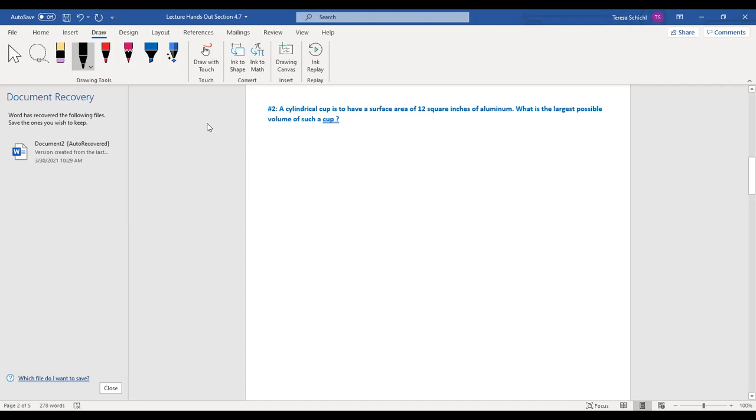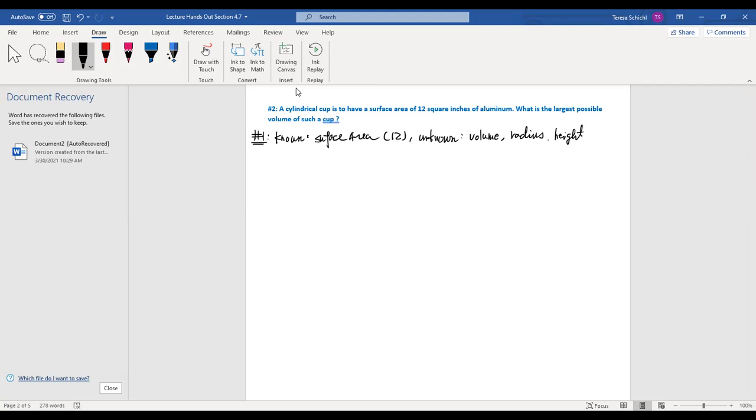Remember, let's do it step by step. Step number 1 is to define the knowns and the unknowns. What is known here? Not much. We know the surface area is 12 square inches. What are the unknowns? Several things. We don't know the volume of this cylindrical cup, the radius, or the height. Those are the 3 things we don't know.